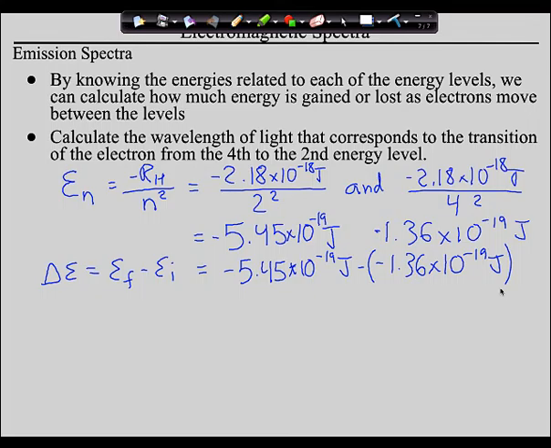So 5.45 times 10 to the negative 19th, and that is negative, and then we're going to add to that 1.36 times 10 to the negative 19th, and sure enough, I get negative 4.09 times 10 to the negative 19th joules. Can you confirm or refute that? Okay, guys, now what are we going to do with this? Energy is equal to h nu.